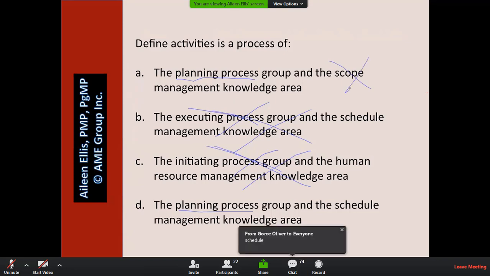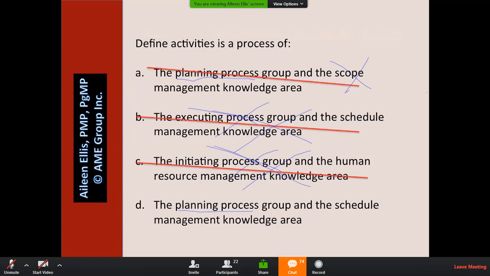So if you have a PMBOK guide in front of you, go across the scope row, you notice you see define scope, to create WBS, but you don't see define activities. Define activities is a planning process and a schedule knowledge area process. So in define activities, we take the work breakdown structure and we look at the lowest level, we look at the work packages, and we turn those work packages into activities.